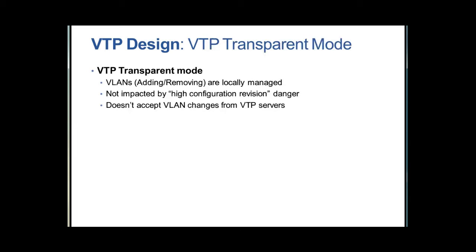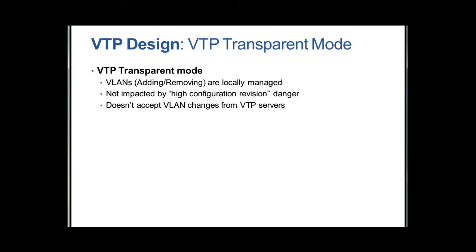The other option for deploying VTP is enabling all your switches in transparent mode. In this mode, it is not impacted by the dangers of rogue switches being plugged into the network with a higher configuration revision number.